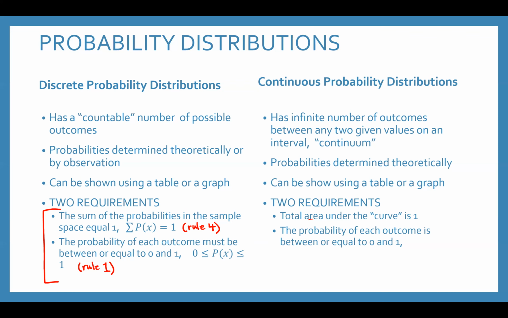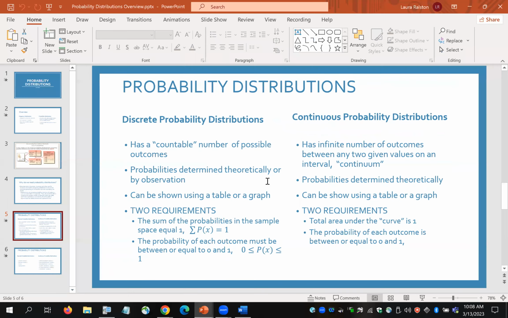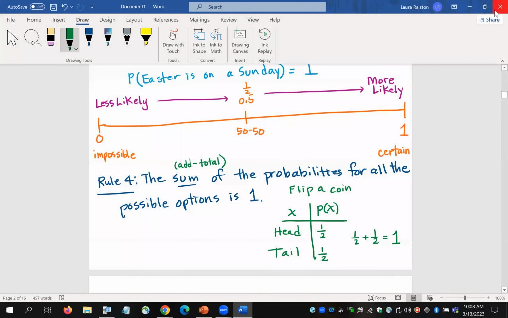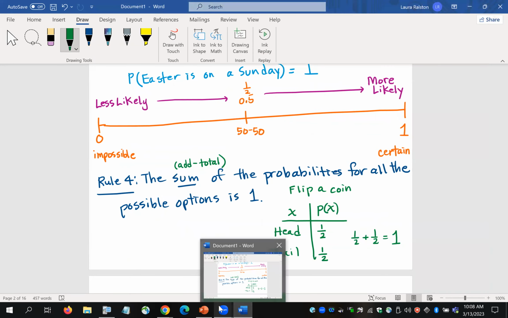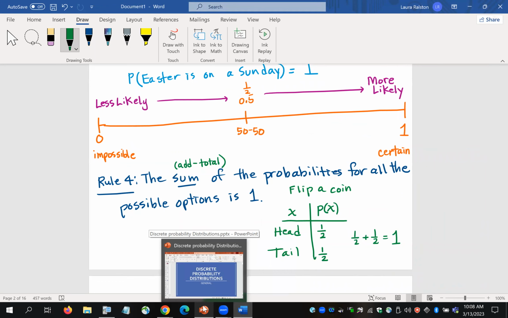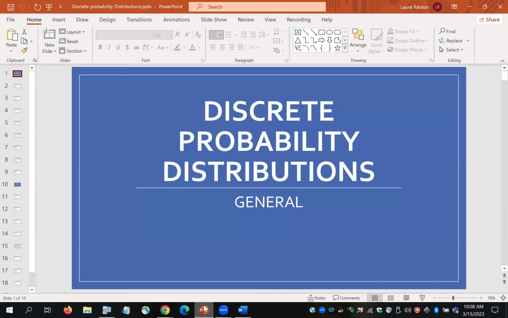Okay, so let me pause for a moment and see if you have questions about probability in general or about the overview of a probability distribution. The next thing we're going to do is get into a specific type of probability distribution. We're going to specifically talk about discrete. So do you have questions before we continue? No, I don't have any questions. Not me either. Okay.